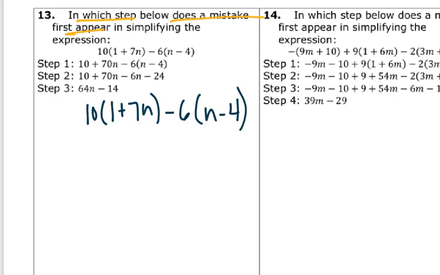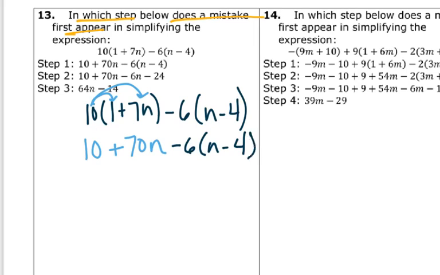So step 1, we need to get rid of parentheses. So I'm going to take my first 10 and distribute. 10 times 1 is 10. 10 times 7 is 70 with an n there. And I'm going to bring the rest of it down. Okay, so now I have this negative 6 that also needs to distribute. So this was a 10 plus 70n minus 6n. Negative 6 times a negative 4 is a positive 24.